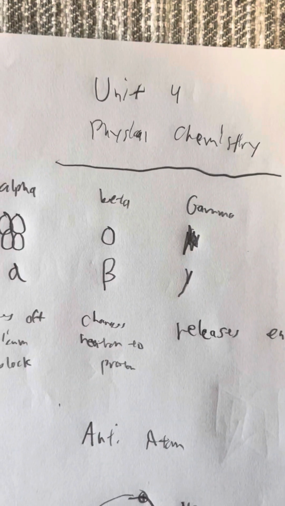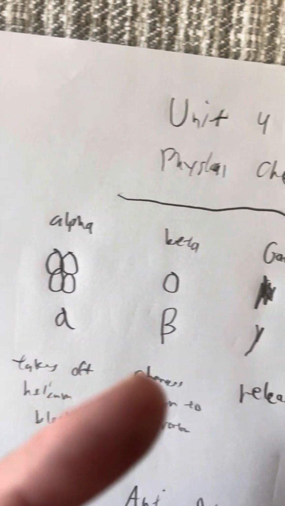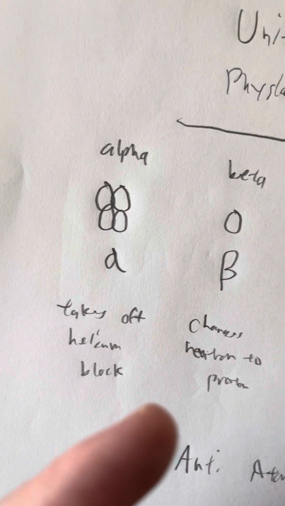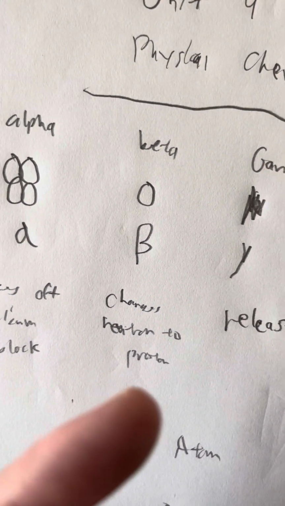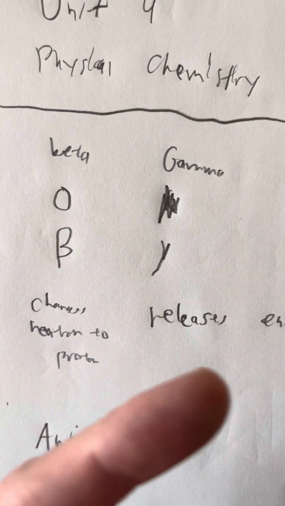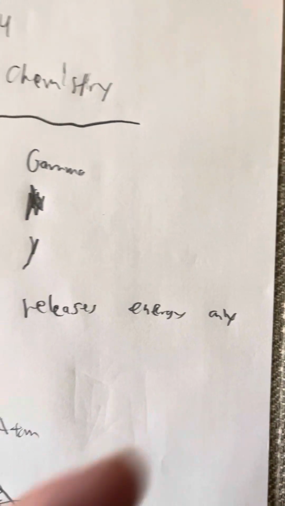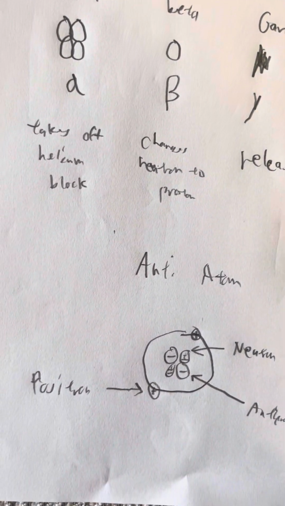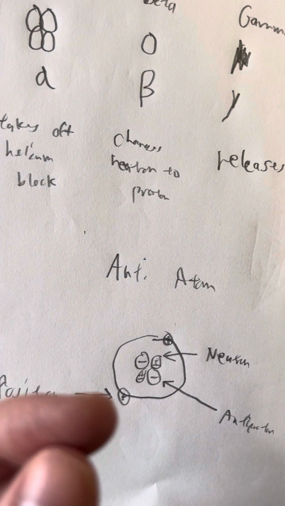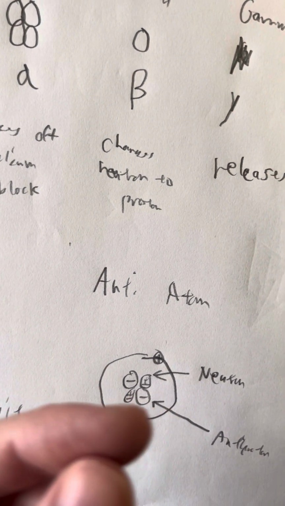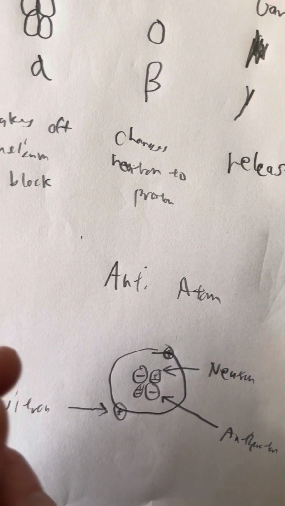Last but not least, physical chemistry. That's an alpha particle, that's a beta particle, and that's gamma. Alpha is 2 positive, taking off a helium nucleus. Beta turns a neutron into a proton. Gamma releases high energy only. The anti-atom, you have the antiprotons, the neutrons, which are the same as in regular matter. Then the positron. That's just about it.